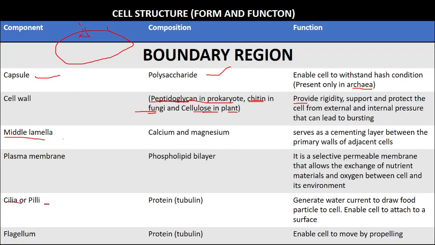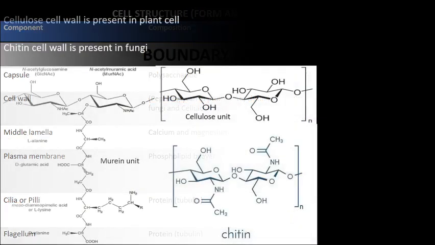Pili or cilia are made up of protein, and the protein is called tubulin, because they are tube-like structures. Are you getting me now? What are they doing? Cilia generate water current in order to draw food particles to the cell. The pili enable the cell to attach to the surface of anything they want to attach to. It is present in prokaryotic cells. Flagellum is also made up of tubulin, and it enables cell movement by propelling.